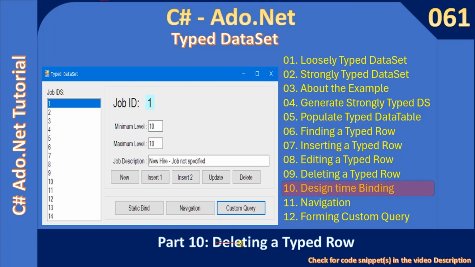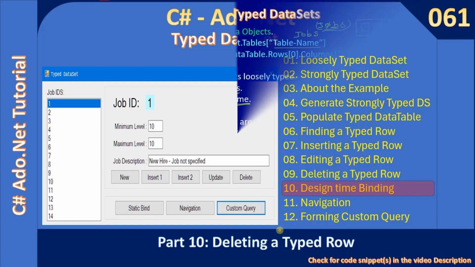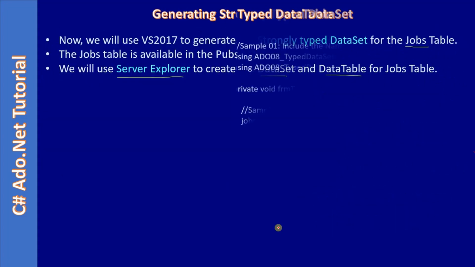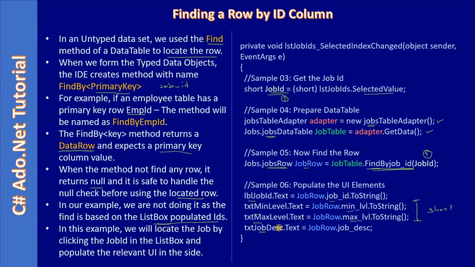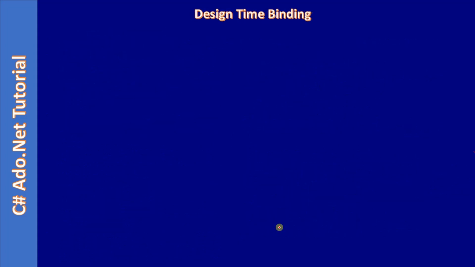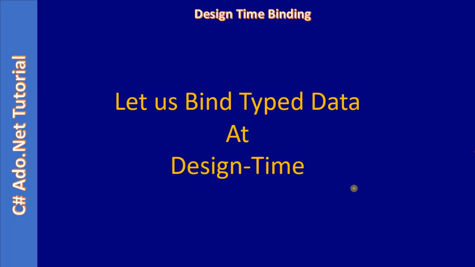In this video, we will see how to use the design time data binding. So the topic is deleting rows from the previous video. Now let's bind typed data at design time, and we will see how the property dialog displays the relevant fields for binding. Let's go to the demo now.